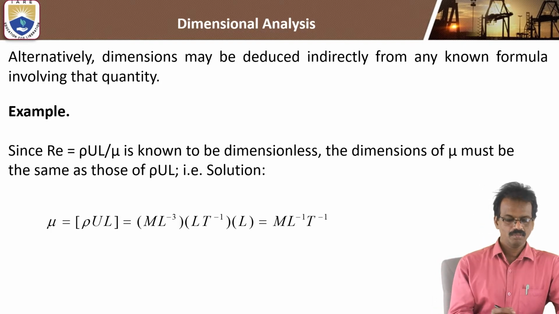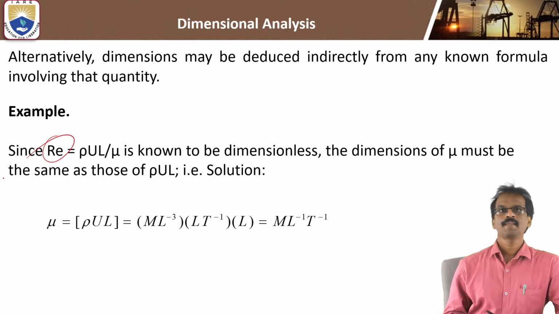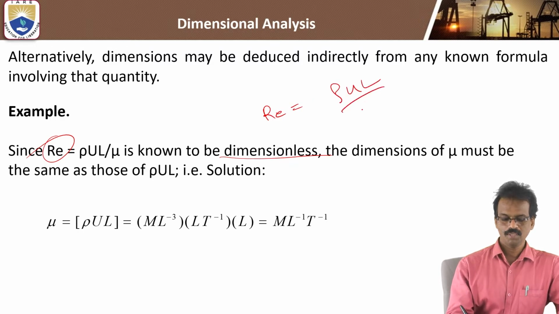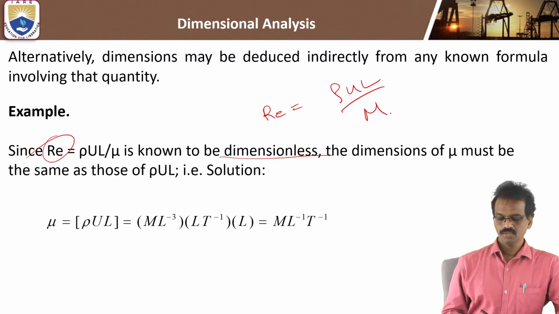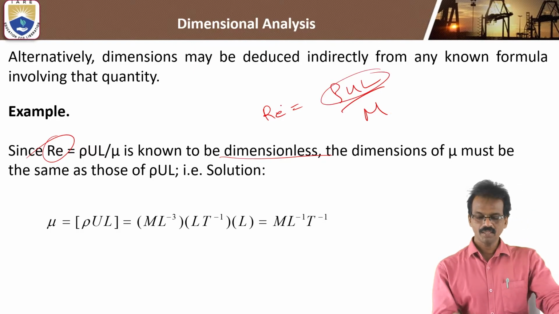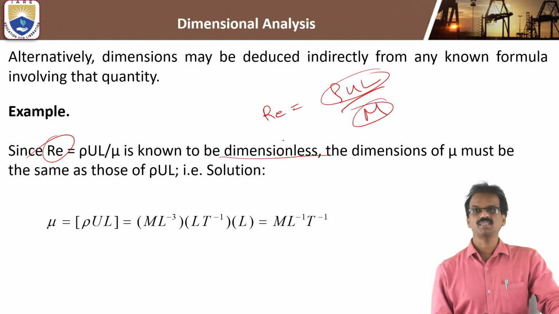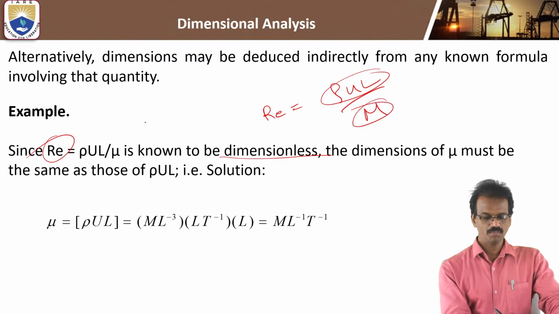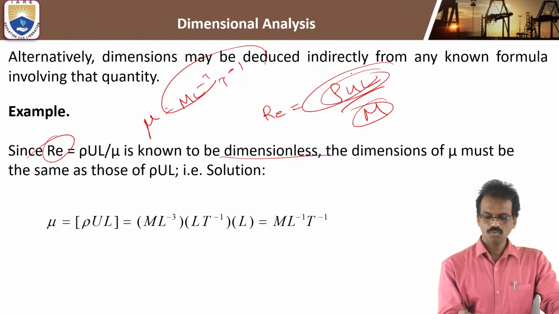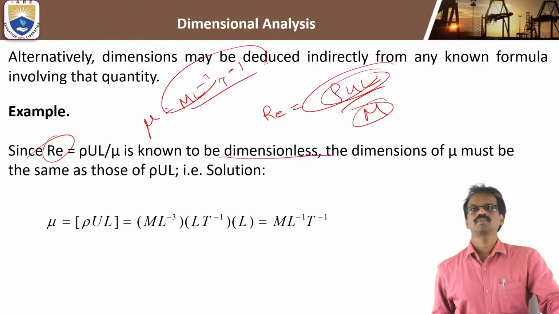Okay, next one, in case of Reynolds number. Because it is a dimensionless number, you know the formula for the Reynolds number, Re is equal to rho u l by mu. Okay. So dimensionless means the numerator dimensions should be equal to the denominator dimensions. We already derived that one. Mu is equal to M L minus 1 T minus 1. So it means the rho u l should be equal to this one.